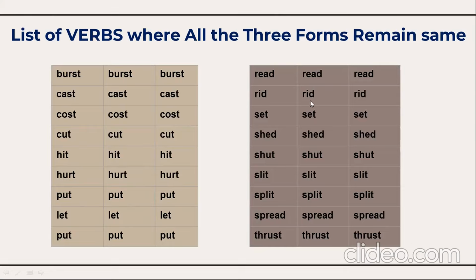Let. Put. Read, read. Pronunciation is different, but the spelling remains the same. Read. Set. Shed. Shut. Don't say shutted, it's wrong. People generally say he shutted his mouth. It's wrong. He shut his mouth, or he shut his mouth yesterday. So shut. Slit. Split. Spread. Thrust. These are the important verbs which have the common three forms. There's no change in the spelling.